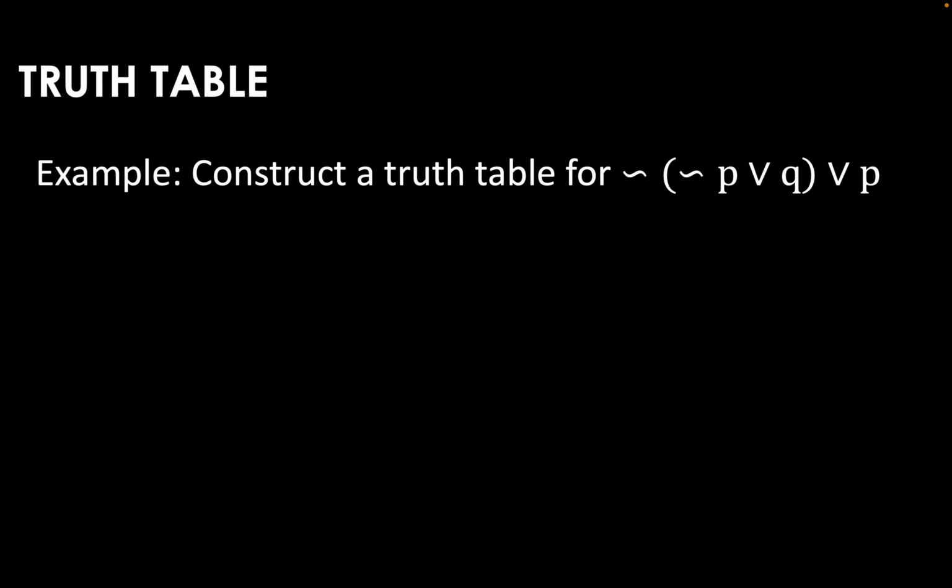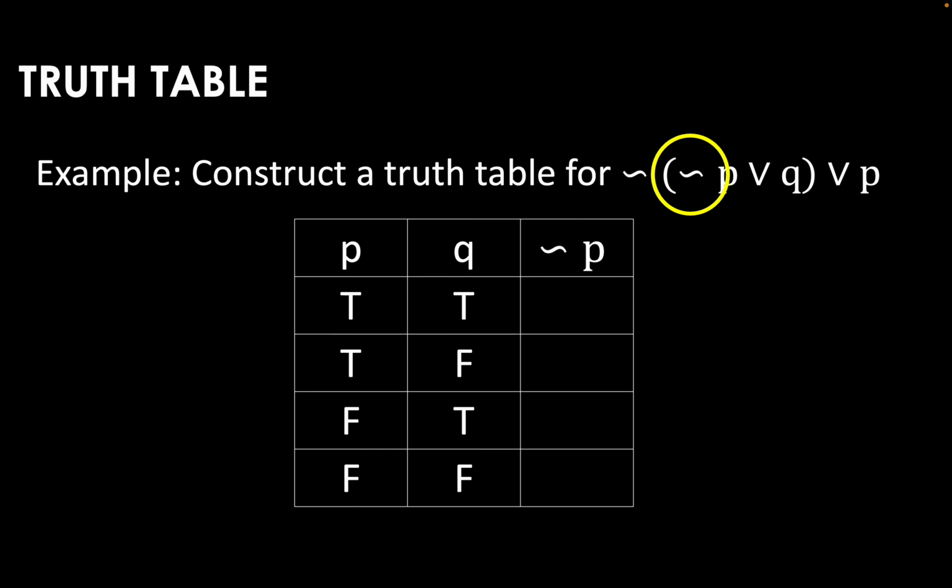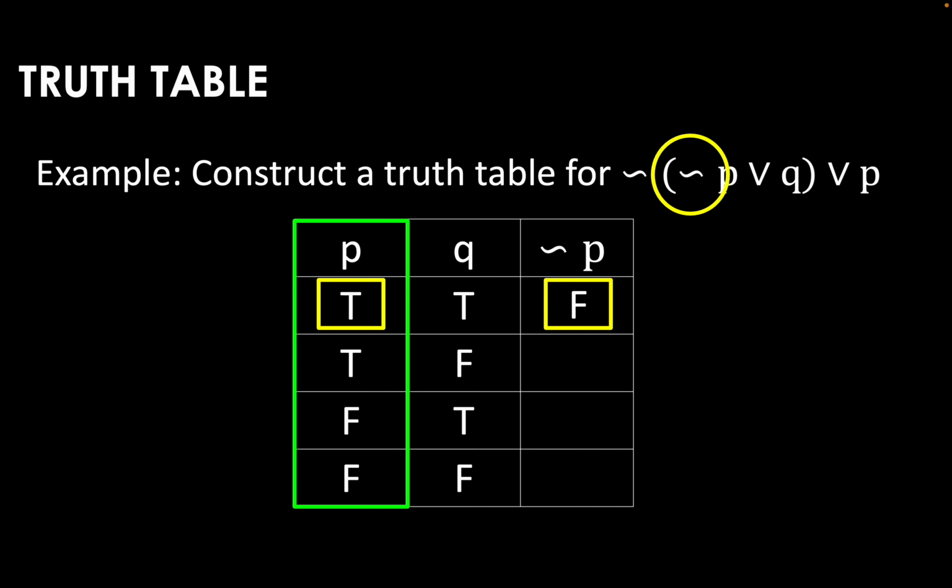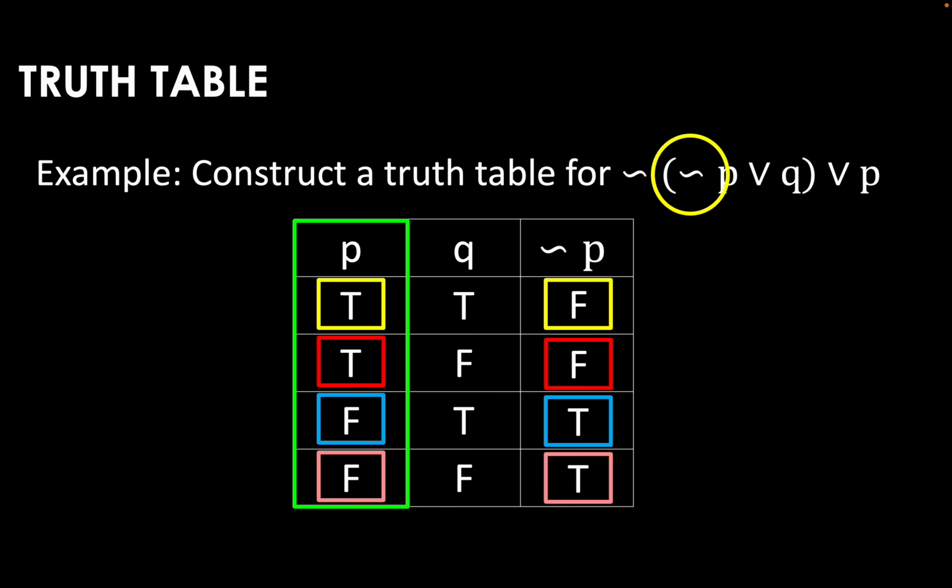Next, let's construct the truth table of not P or Q, or P. So we have here not P, right? So let's construct the truth table first. There are two given statements, P and Q. So P is true, true, false, false. Our Q statement is true, false, true, false. Our not P is just the negation, class. So false, false, true, true.